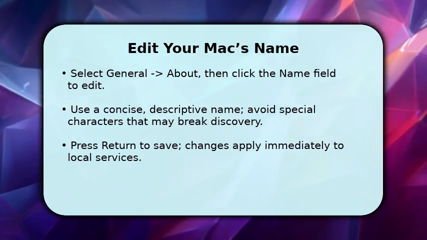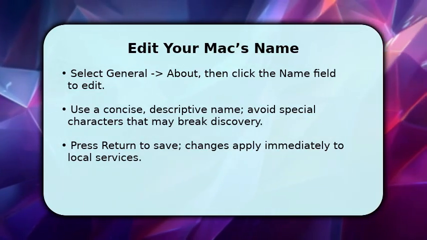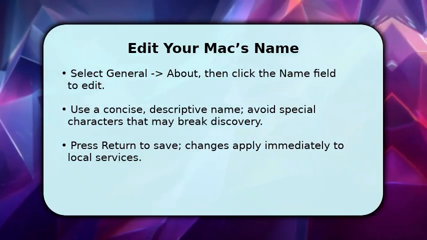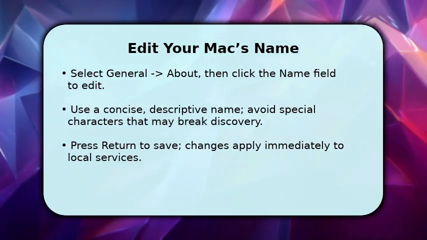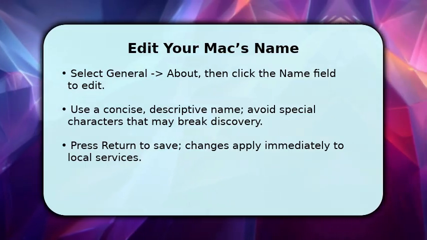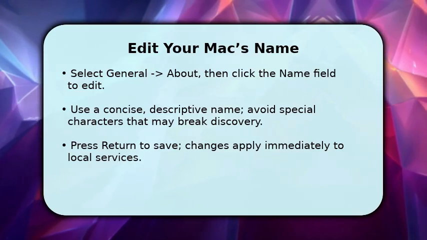In System Settings, go to General, then About, and click the current name to type a new one. Use a clear, short name so recipients recognize your machine. Avoid unusual symbols because some devices may not display them correctly. After typing, press Return to save.